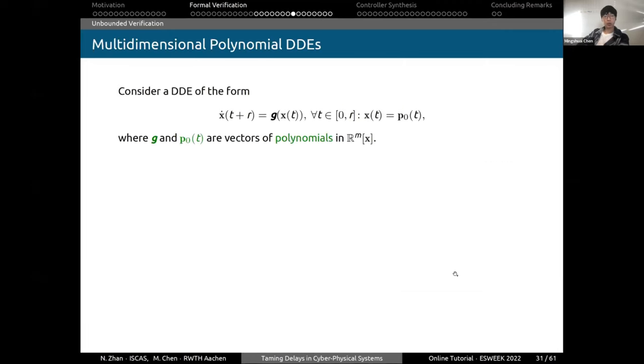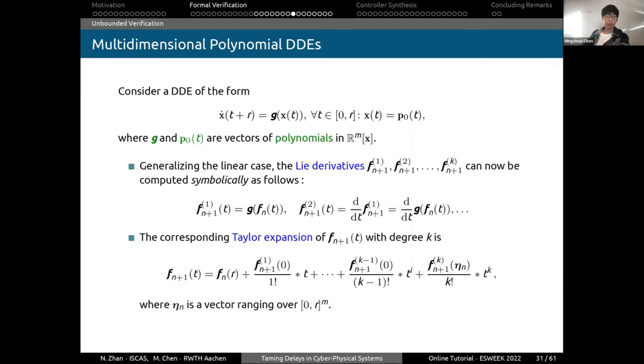The same technique can also be generalized to tackle a more general DDE with multiple state vectors. For example, here X is a vector of states and G is a vector of polynomials. Again, you see we move delay to the left-hand side, but this is equivalent to that X of T minus R on the right-hand side. And still we don't allow the dependency on the current state, basically.